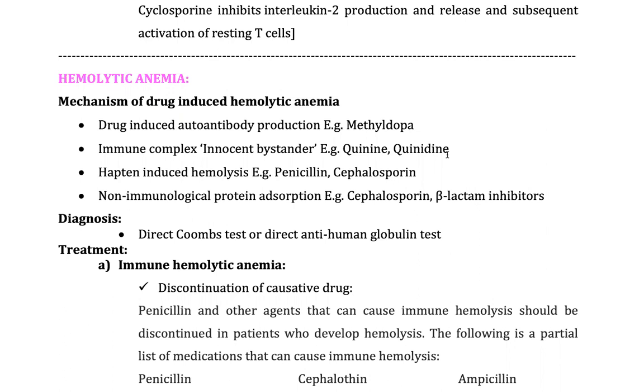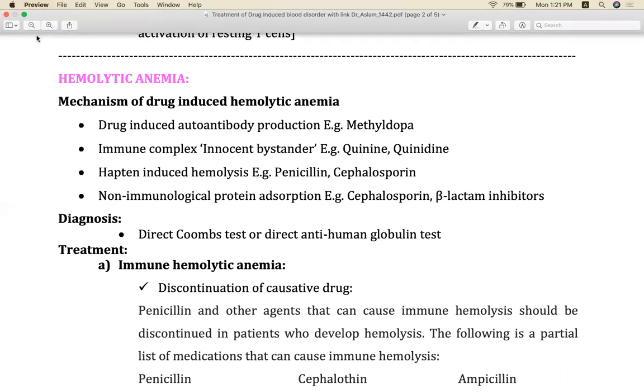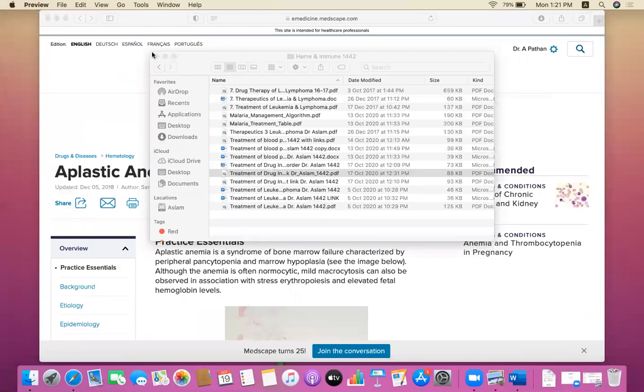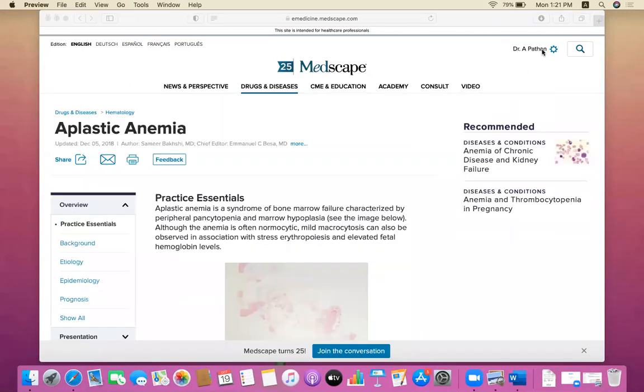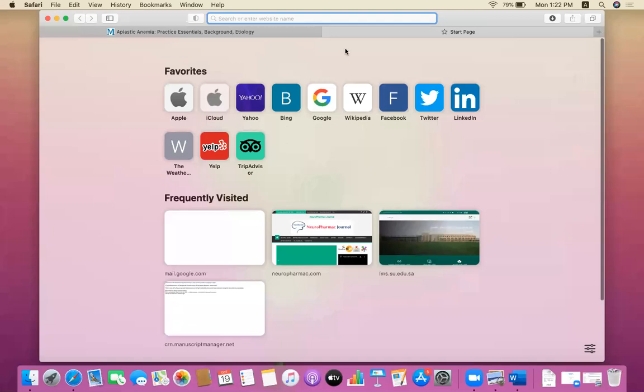The third one is hapten induced hemolysis, and examples are penicillin and cephalosporin. Now, what is this hapten induced hemolysis? I wish to add some points for this. I will show you this. Yes, this is the first page. When we click on aplastic anemia, it lands here. I will show you what hapten induced is.